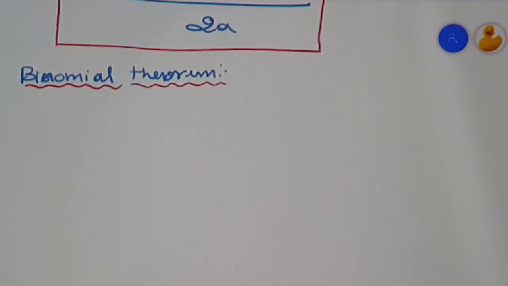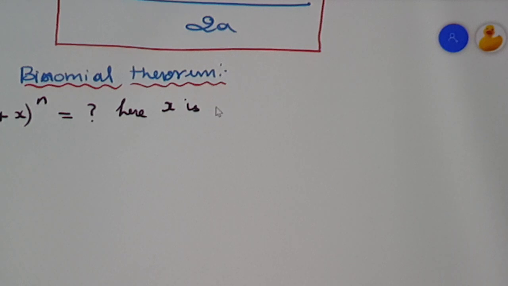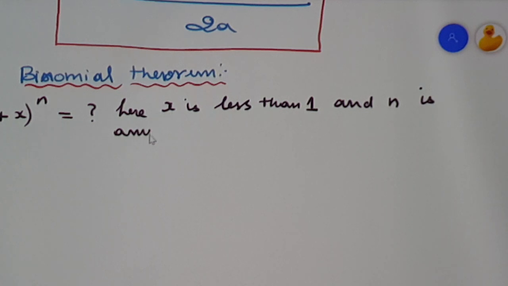See, I can consider a value. What is that value? I am taking (1 plus x) whole power n. What is the expression for this? We can apply this binomial expression when the value of x is very small, or we can say less than 1. And the power n that I have written here is any number.